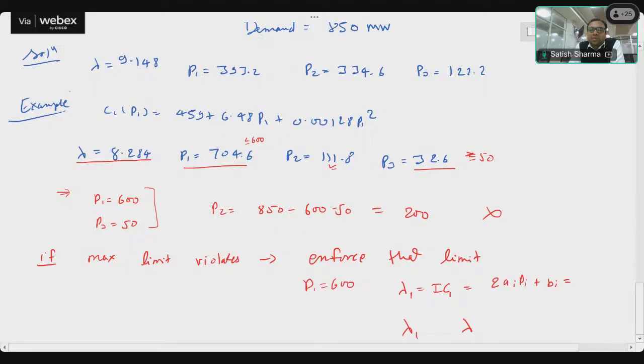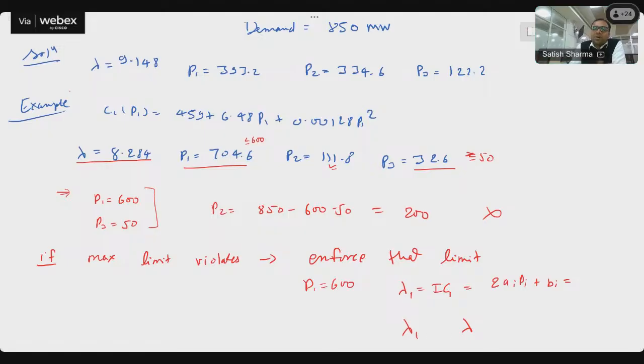So there is one comment: 104.6 power of P1 will be delivered by a higher cost generator than P1. Yes, so I'm coming to that part. If a certain lambda 8.284 is there, and for that particular lambda, generator 1 is producing 704.6, so its incremental cost is basically equal to 8.284.